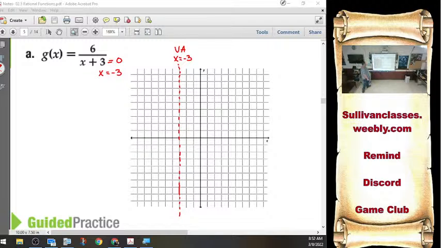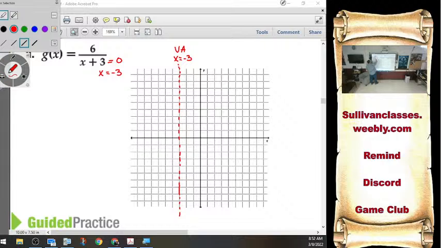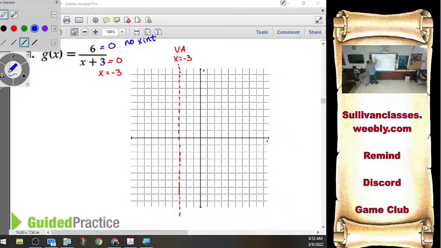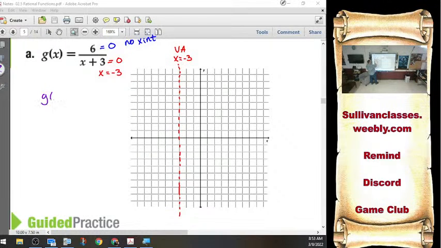Okay. Remember, the zeros of my numerator are my x-intercepts. Set your numerator equal to 0. 6 equals 0. That's not possible. So there's no x-intercepts because that's not possible. 6 does not equal 0. If that was 6x equals 0, now x would equal 0, I would have an asymptote at 0. Okay? So no x-intercepts.